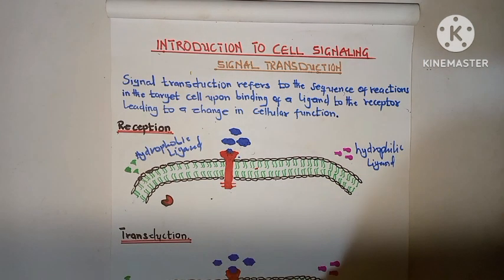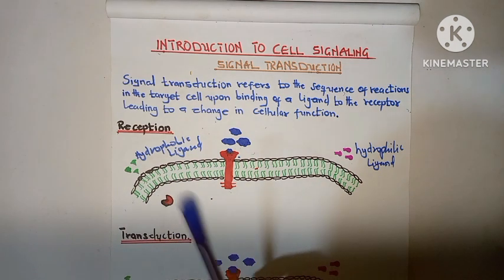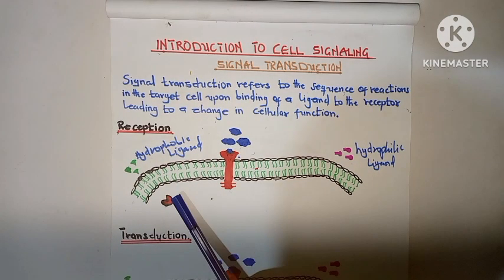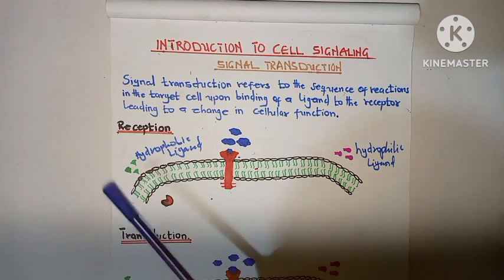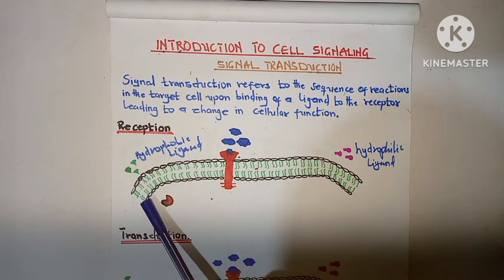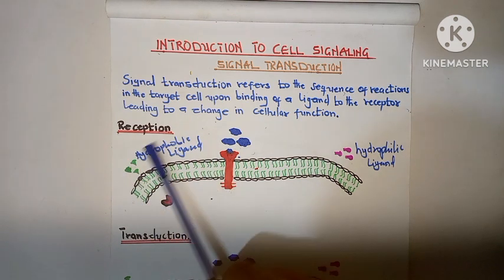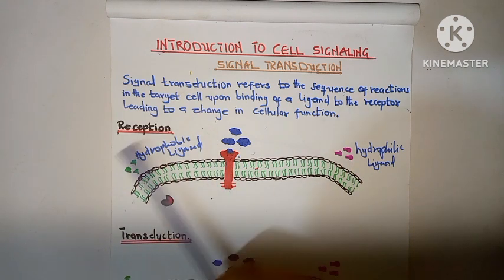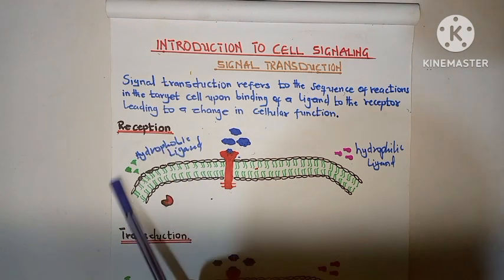And then we also have the hydrophobic ligands. These are made up of phospholipids, and they can pass through the cell membrane or the plasma membrane. Because of that, their receptors are found inside the cell, in the cytosol. Examples of these are the steroid hormones, which include estrogen.